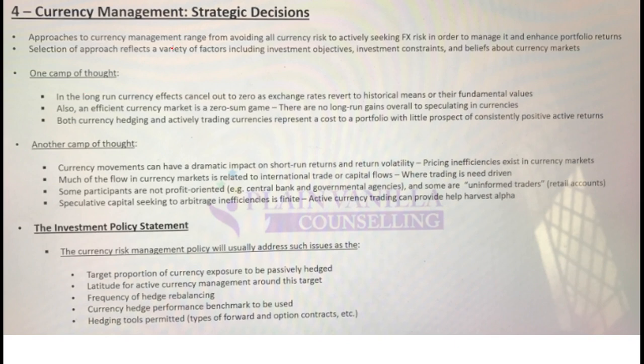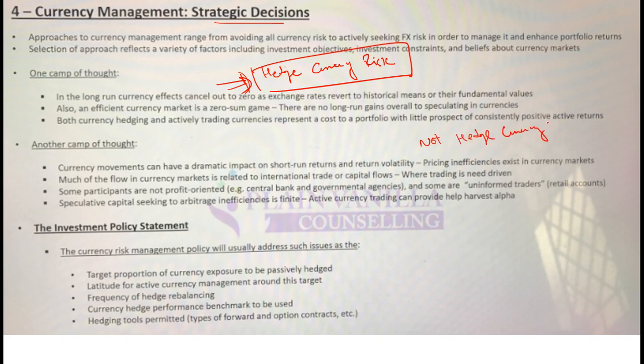Moving on, currency management strategic decisions. So what do we mean by currency management strategic decision? So sometimes you may want to hedge the currency risk. Why hedge the currency risk? Because you think that this will impact your return, so you would want to hedge it. But sometimes you may think that currency movements may provide you a benefit, so in that case you may not want to hedge the currency risk. So there can be both the cases.